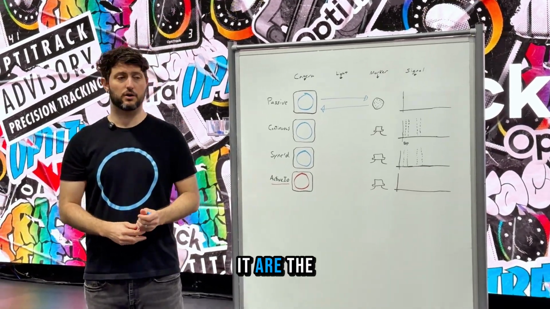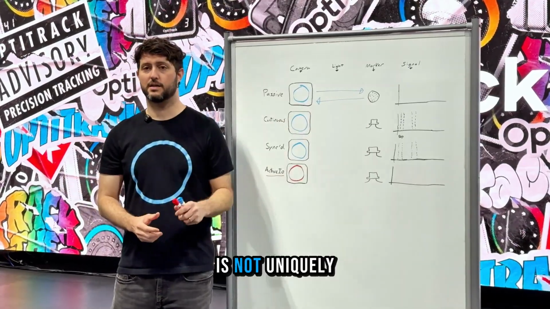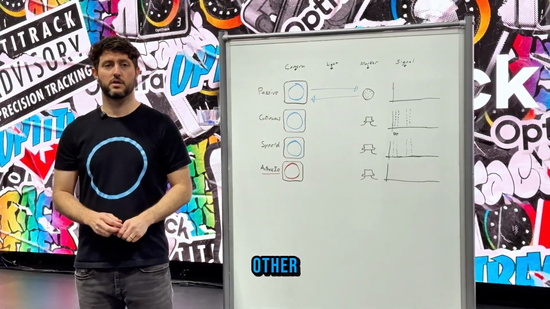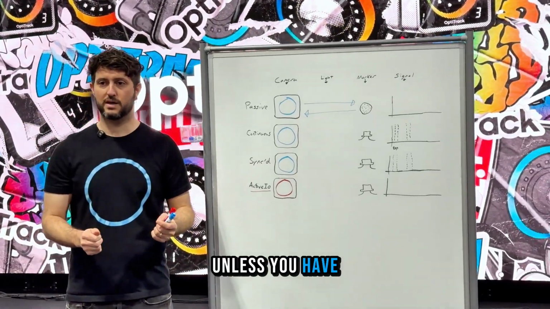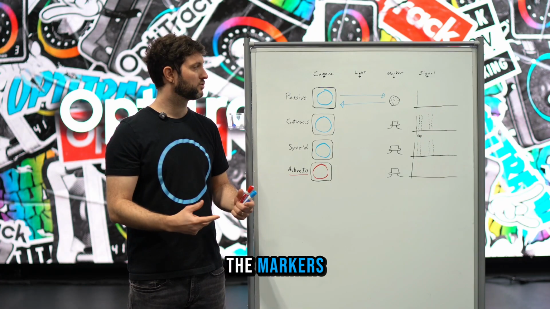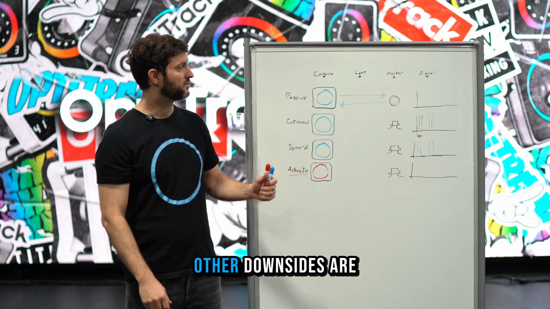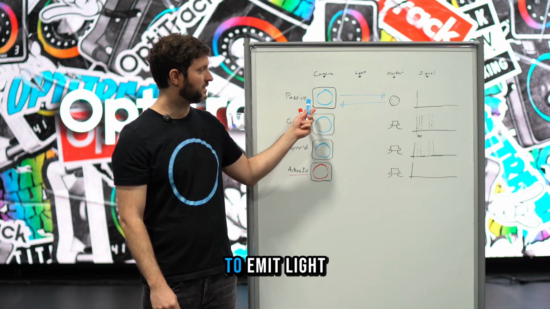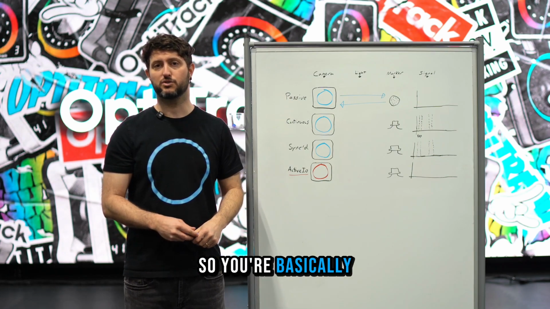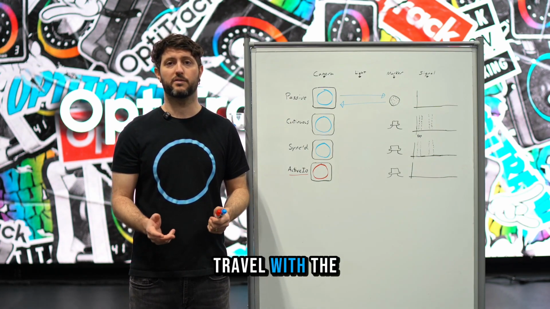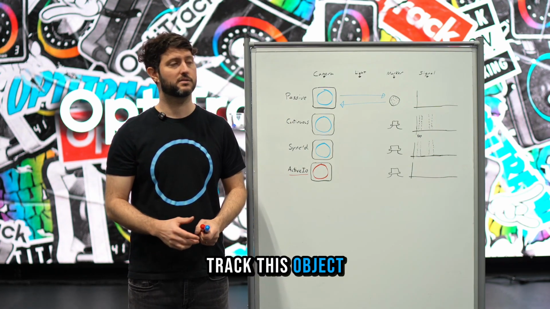Some downsides of it are the fact that each one of these markers is not uniquely identifiable from each other. And so if you have two of them next to each other, you can't really tell which one is which unless you have kind of a unique shape of the markers. Other downsides are that you have to emit light from the camera. It has to hit the marker and then it has to go back, right? So you're basically traveling twice the distance you need to travel with the light in order to track this object.